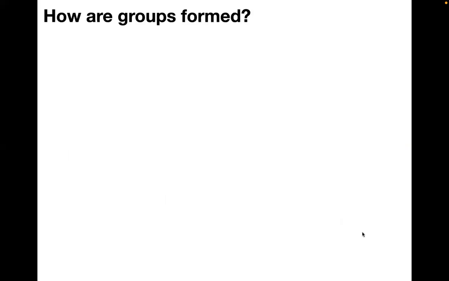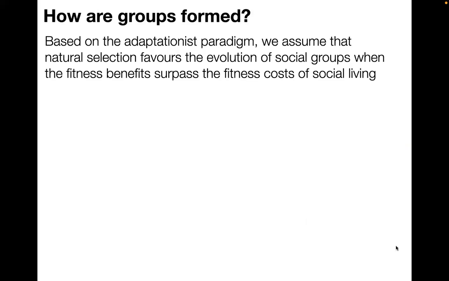Okay, how are groups formed? Well, we can think abstractly and say that based on the adaptationist paradigm, we assume that natural selection will favor the evolution of social groups when the fitness benefits of being attracted to other individuals are greater than the fitness costs.